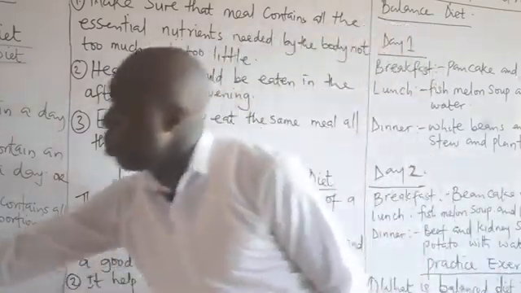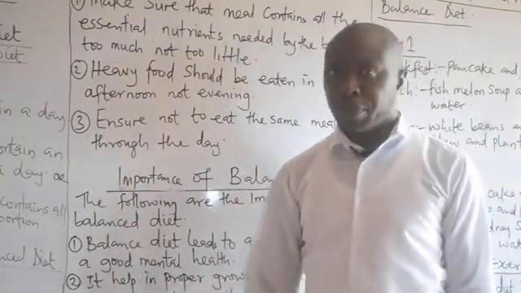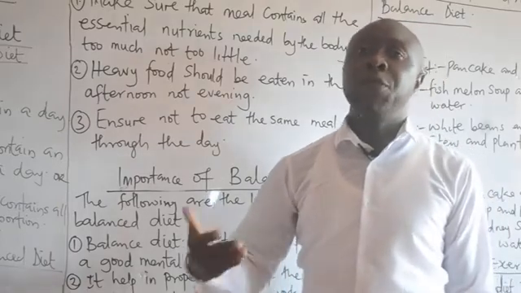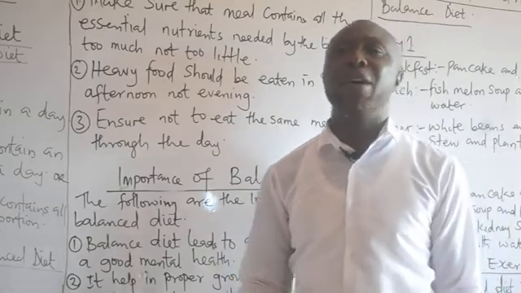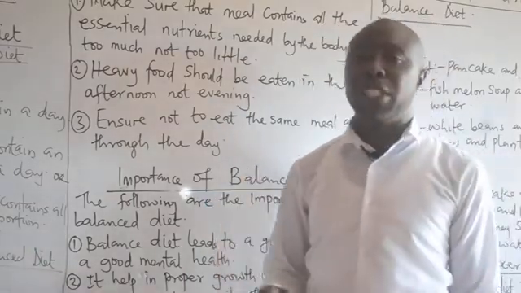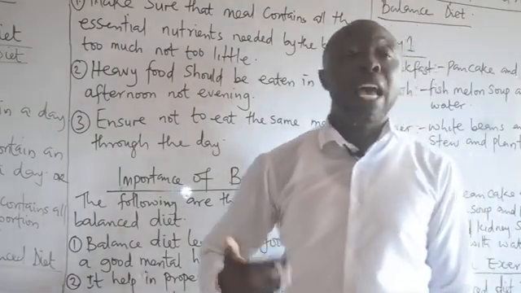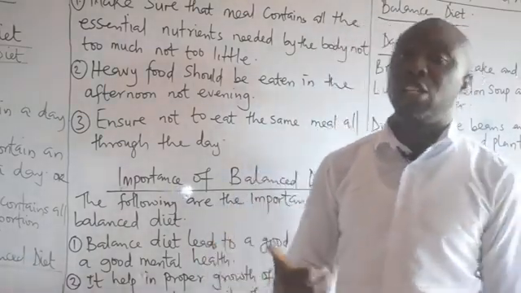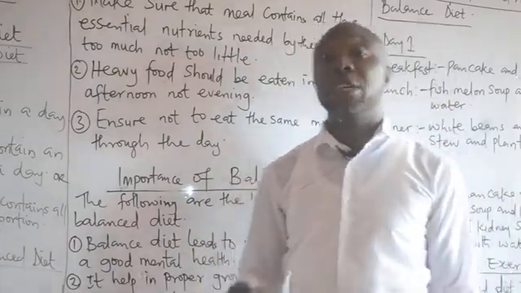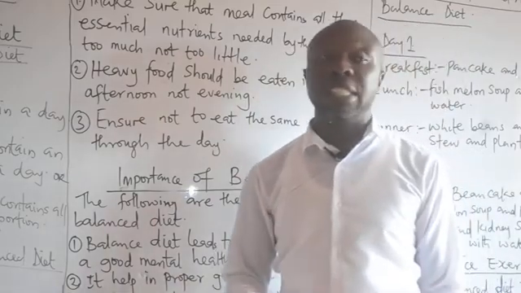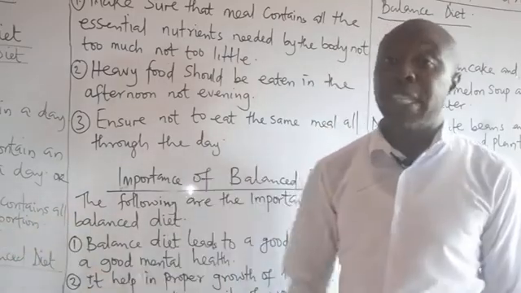Then we also have protein. Protein is a body-building food. It repairs the worn-out tissues and cells in the body. That is the main function of protein. Protein helps to repair our worn-out cells and tissues, so it is a body-building food. Examples of protein include beans, which is a good example of protein, and fish is also a good example of protein. There are other examples that you can name.